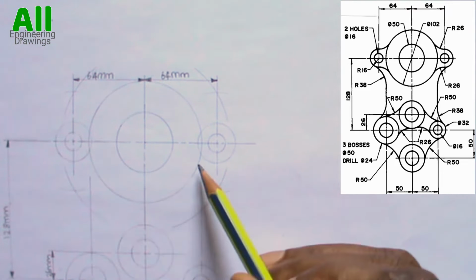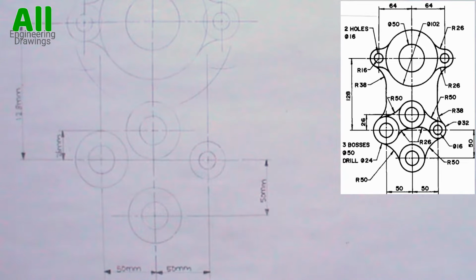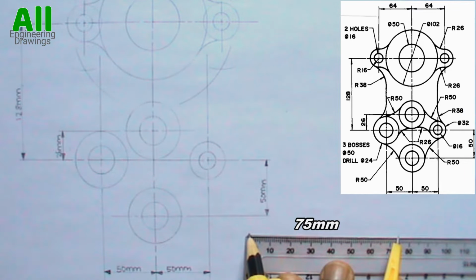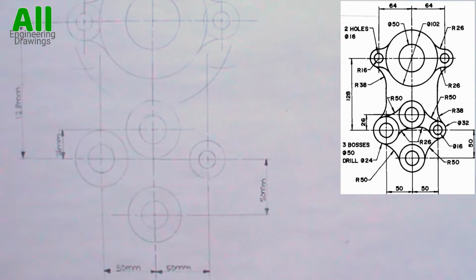Now let's draw the tangential arcs that are at the bottom of the drawing. Since the radius of the tangential arcs on these points is 50 millimeter and the radius of these circles is 25 millimeter, I will add the radius of the circle and the radius of the tangential arc, which is 50 plus 25, which will give us 75 millimeter. Then I will place my compass on these points, cutting arcs this way.